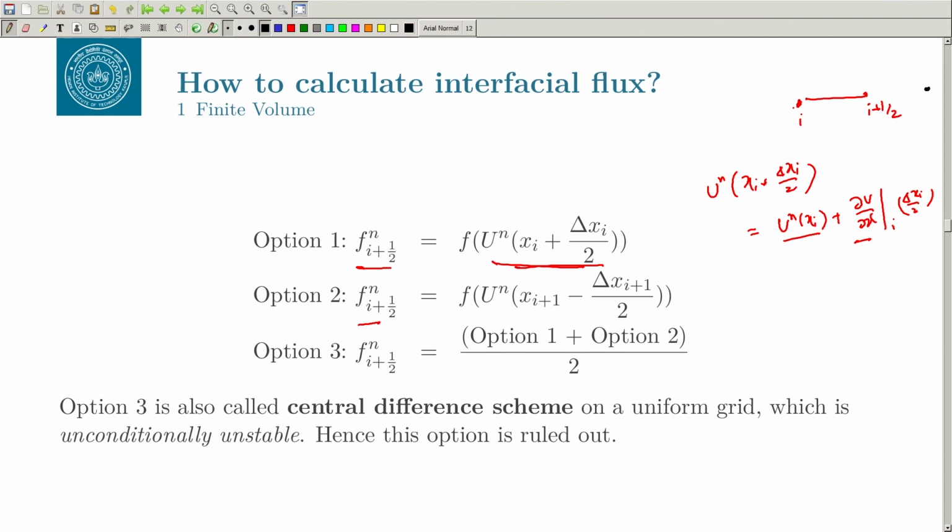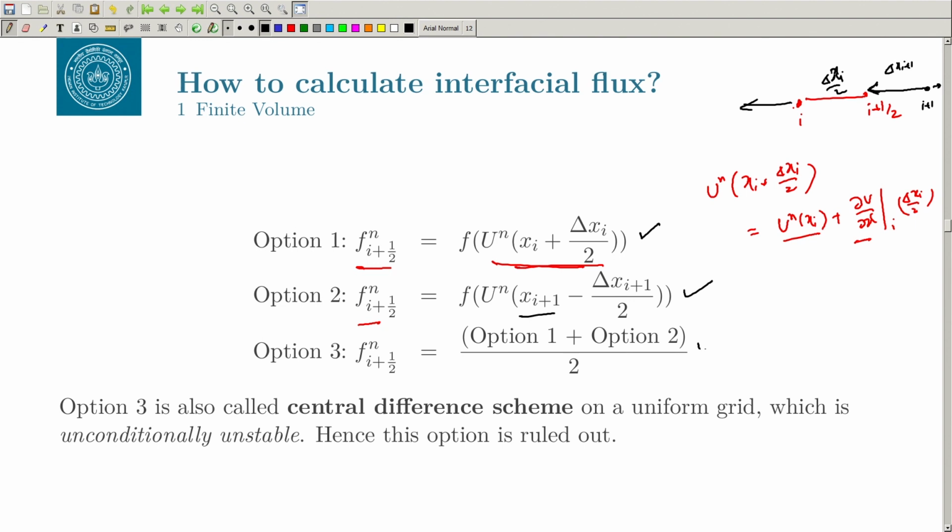So, you have a cell i+1 also, okay. So, you get from the right side x_{i+1} minus delta x_{i+1} by 2. So, this is delta x_{i+1} and this is delta x_i, so by 2, because you will have a face on the left also and a face on the right also, okay. So, this is another way to get that.